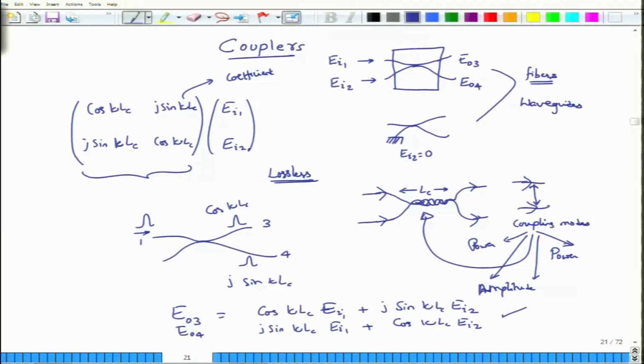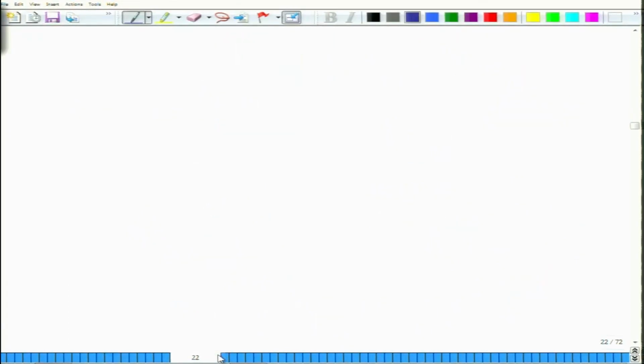Now, we have said that you can have a lossless coupler, and what is the meaning of a lossless coupler? For a lossless coupler, the total input power must be equal at the output as well.